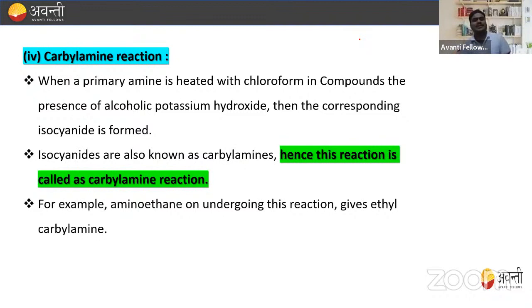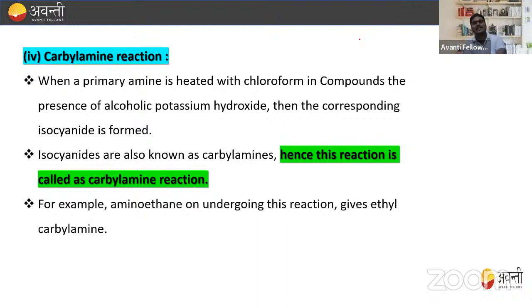Next is the carbylamine reaction. When a primary amine is heated with chloroform in the presence of alcoholic potassium hydroxide, the corresponding isocyanide is formed. Remember this: only primary amines give this test. Isocyanide is also known as carbylamine, hence the reaction is called the carbylamine reaction.